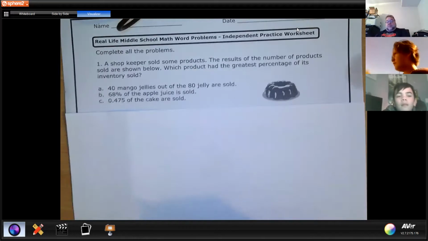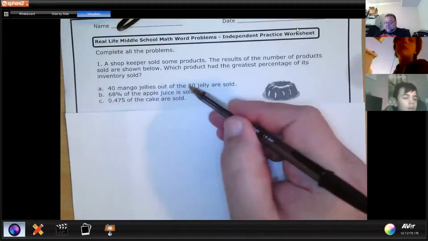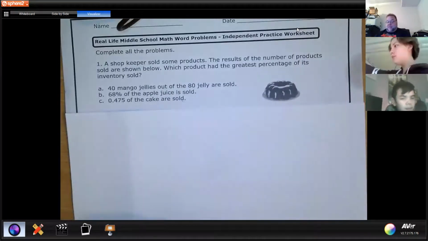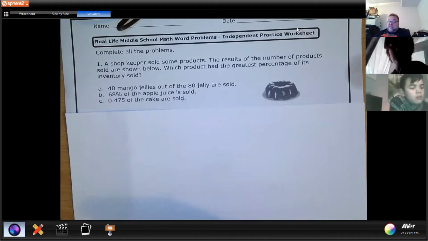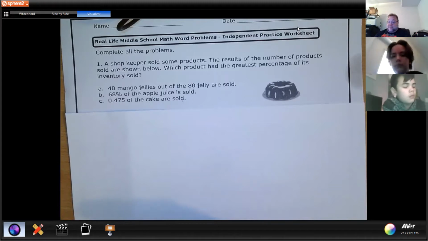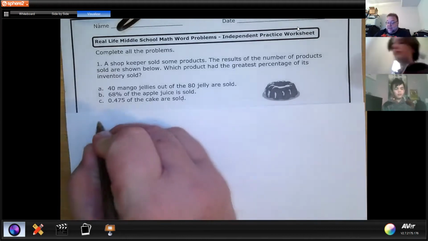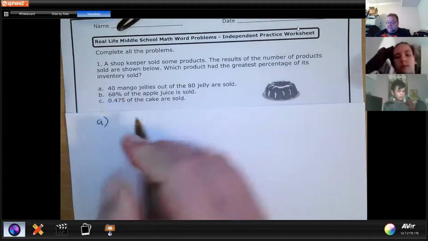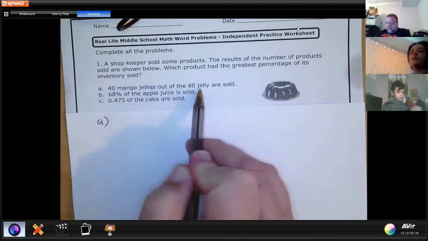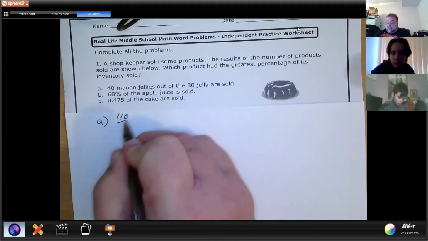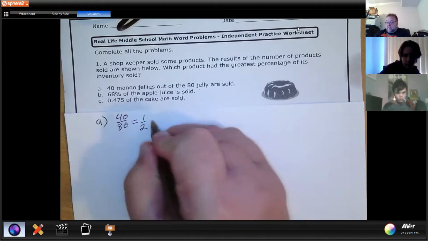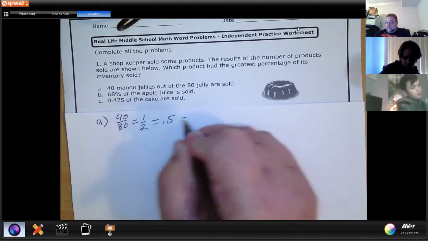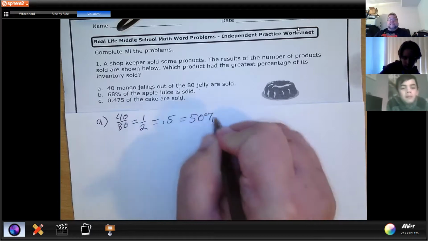So now I realize that what they're asking me is they've given me 3 items here, and they want to know which one had the largest percentage sold. So basically it means I have to do 3 percent problems, right? Or at least I have to have 3 percents that I compare. So if I look at A, it says 40 out of 80. Well, 40 out of 80 is the same as 1/2, which is 0.5, which is 50%, right?